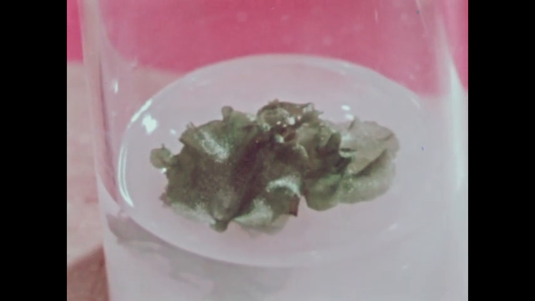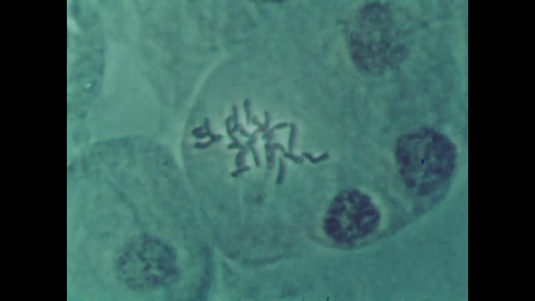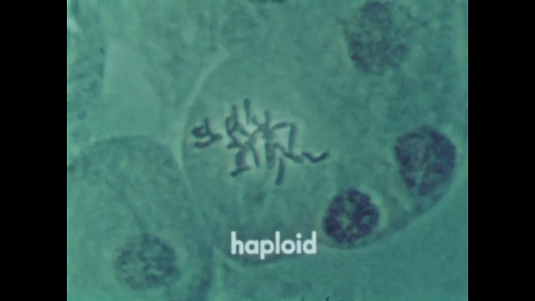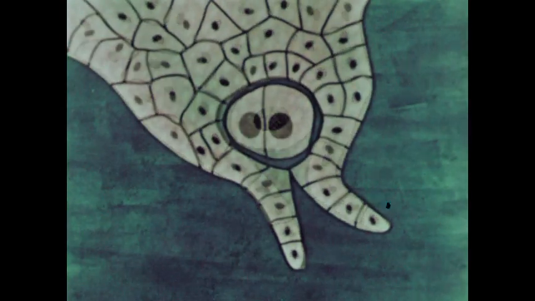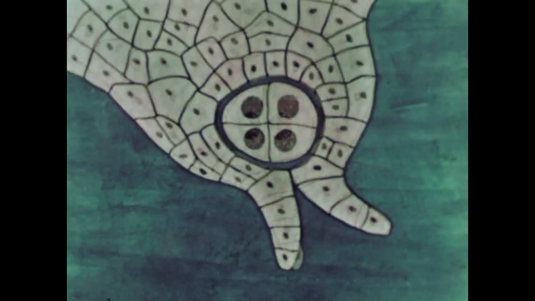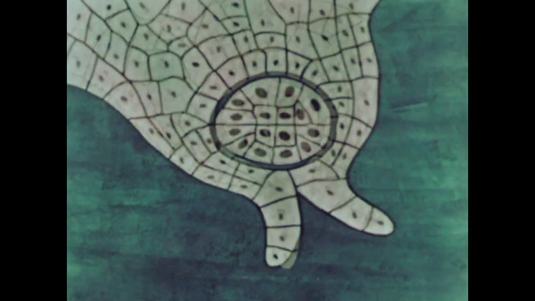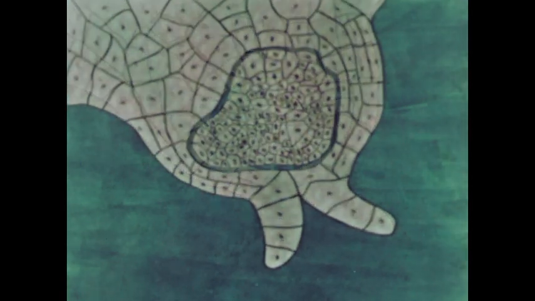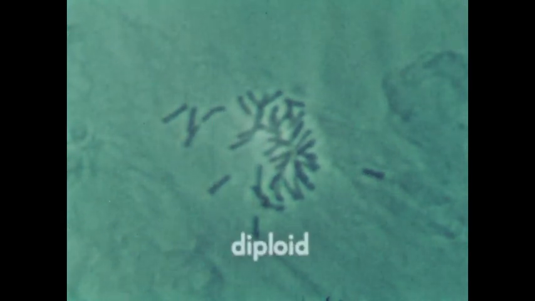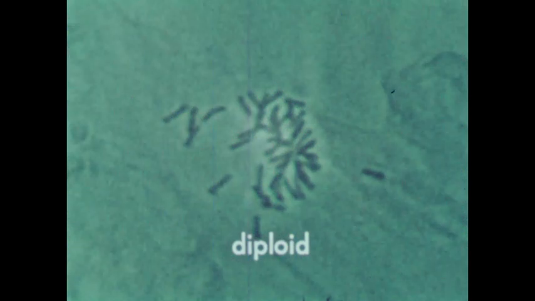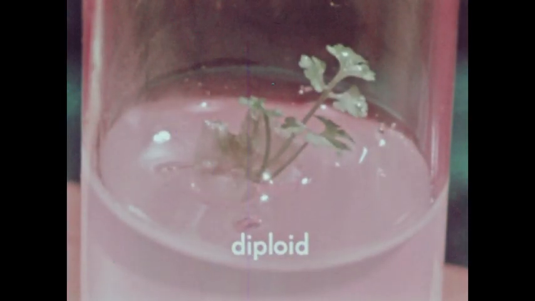In a normal gametophyte, the male and female sex cells each contain a specific number of chromosomes. Such cells are said to be haploid. The zygote is formed through the union of a sperm and an egg cell. From this develops a new plant. Each cell contains twice the number of chromosomes and is called diploid. Thus, a normal sporophyte is said to be diploid.